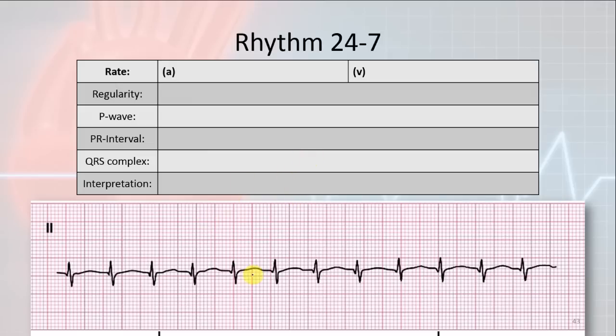Let's look at another rhythm here. Do you see P waves in this situation? I don't, so we're going to say that it's none. Not none. Unable to obtain. Ventricular rate, well, 1, 2, 3, 4, 5, 6, 7, 8, 9, 10, 11, 12. We'll say 120.